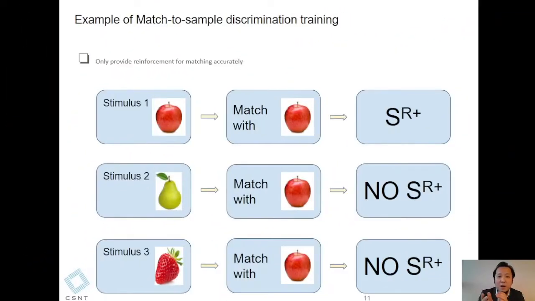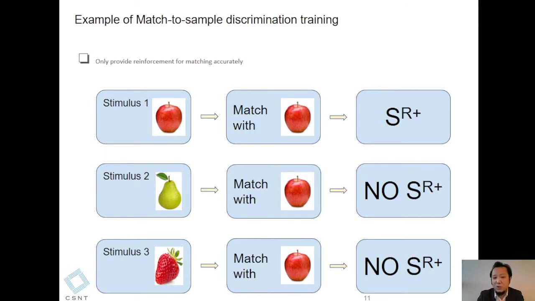Next, we have an example of match to sample discrimination training. And we're teaching what we mentioned earlier, visual similarity. So I'm producing, once again, whether it's an object or a card, stimulus 1 of an apple, and the student at which point should match on the table in the visual field the same picture or the same object. So they're matching with apple, and upon that, they're receiving a reinforcement.